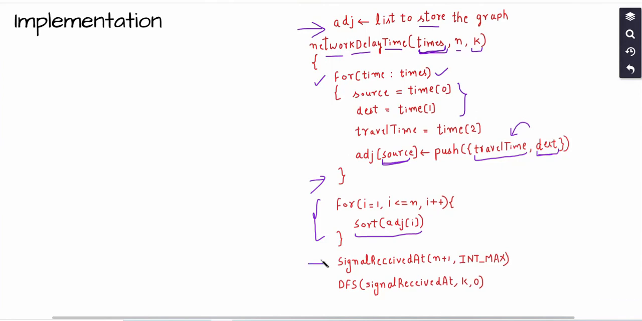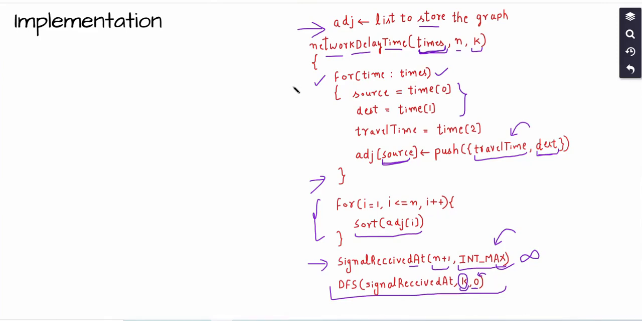Then I will declare an array signal received at, which will be used to store the timing for each node when the signal arrived at that node. And I'm initializing this array with a very large number. So I'm using int max as infinity. Then I'm calling this DFS function from this source node K. And this 0 represents the current time which we have for this source node. For the source node, the current time is 0 because we are already standing at that node and we are sending the signal from that node. So it took 0 units to reach that.